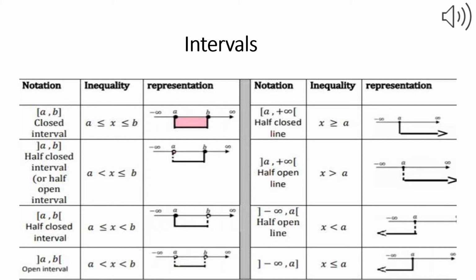If there is a closed interval, it means 'or equal' and a straight line on the representation of a number line. If we have an open interval, it means 'not or equal' and a dotted line. For positive infinity, we draw an arrow to the right. For negative infinity, we draw an arrow to the left.